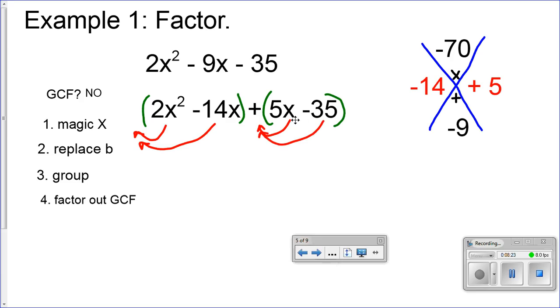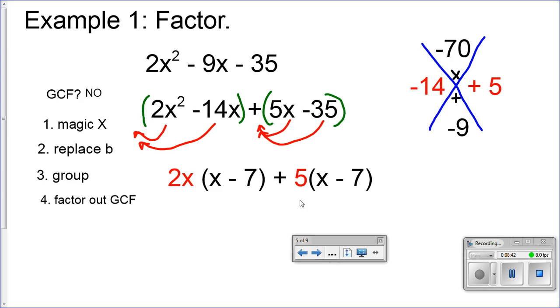They don't have any x's in common, because this one is the only one with an x, but they're both divisible by 5, so 5 is the greatest factor there. So I go ahead and take it out. 2x was taken out of the first one, 5 was taken out of the second one, and these were the leftovers, so I just basically divided each term by what I pulled out.